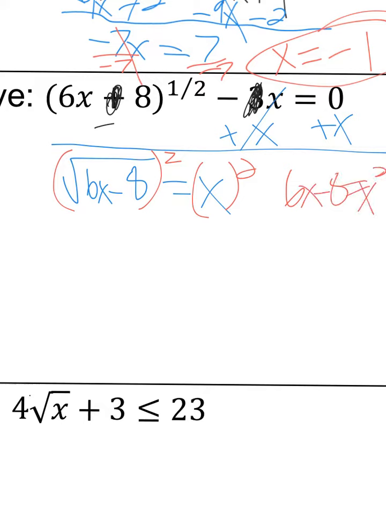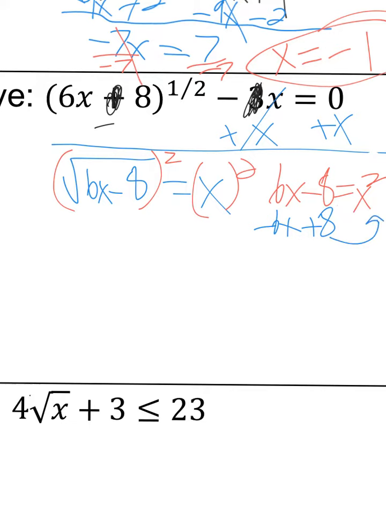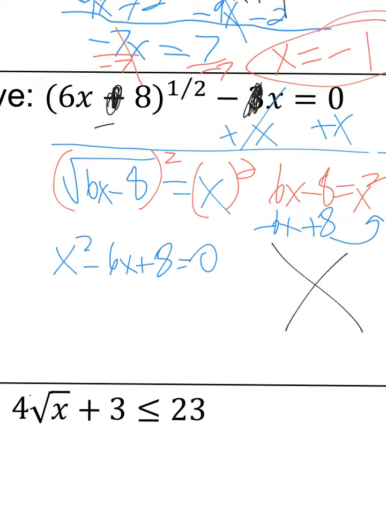Okay. So I just rewrote it right now. So what I'm going to do is get everything to one side. So I'll minus 6x and I'll add 8 over to the other side with x squared. And so that's going to give me x squared minus 6x plus 8 equals 0. So what are my factors of 8 that add to negative 6? And that's negative 4 and negative 2. They multiply to get 8, and they add to get negative 6.